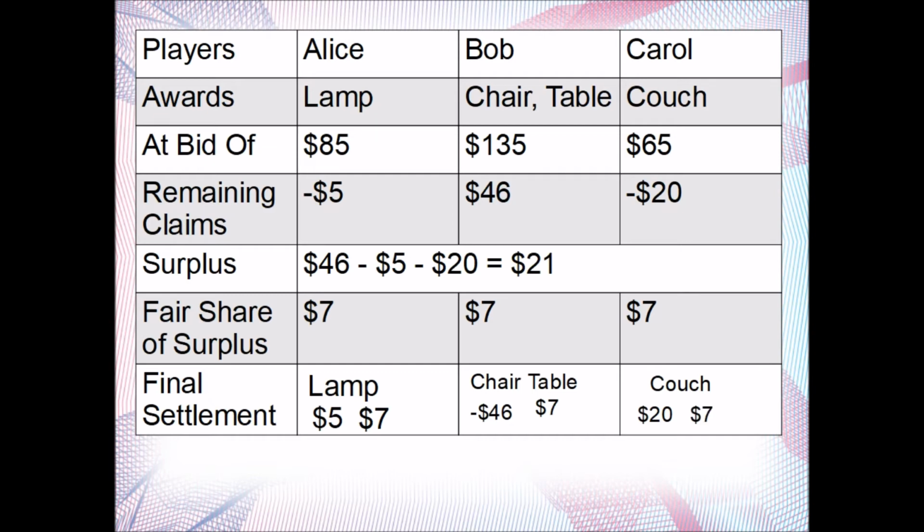Of course, what I could do, instead of saying, Alice, here's $5 and then here's $7, I could also just say, here, Alice, here's $12. Likewise for Carol, instead of giving her $20 and then $7, I could just give her $27. And with Bob, it seems kind of silly to have him give me $46 and then I give him back $7. So I think I'll just charge Bob $39. And this is the final settlement.